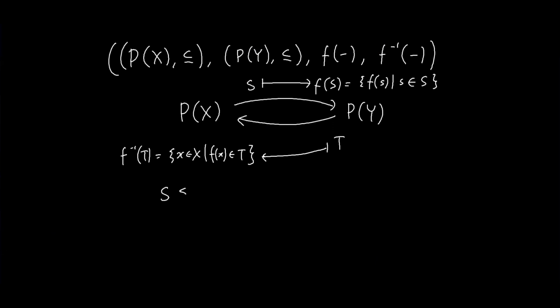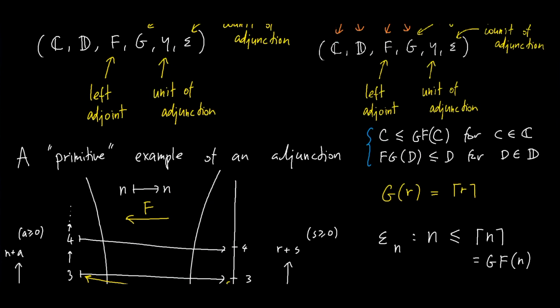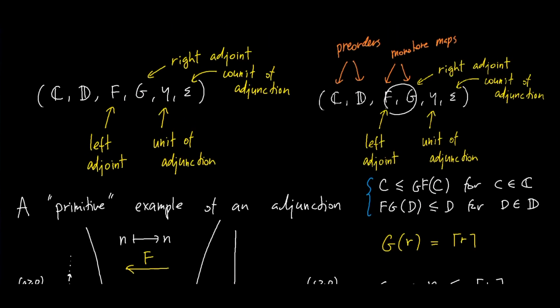If S is a subset of S prime, then of course the direct image of S under the function f will be a subset of the direct image of S prime under the function f. And similarly, if T is a subset of T prime, then the inverse image of T will be a subset of the inverse image of T prime. And so we've confirmed that we've got monotone maps, and now we need to confirm that we've got unit and counit of adjunction, which is just confirming these inequalities.